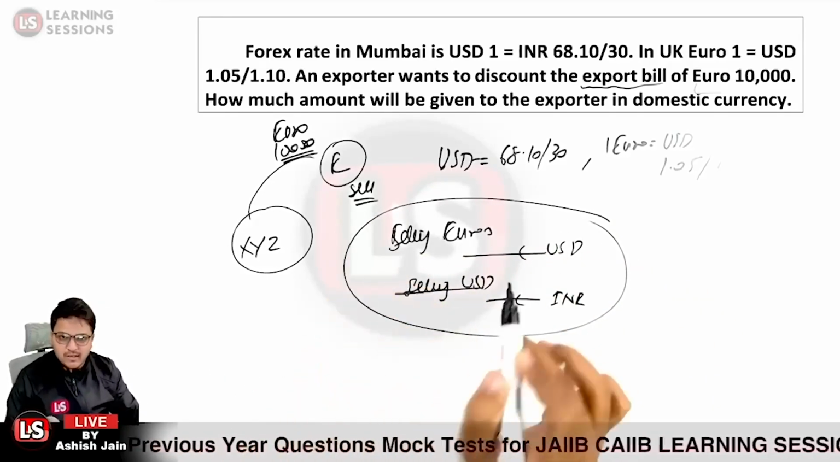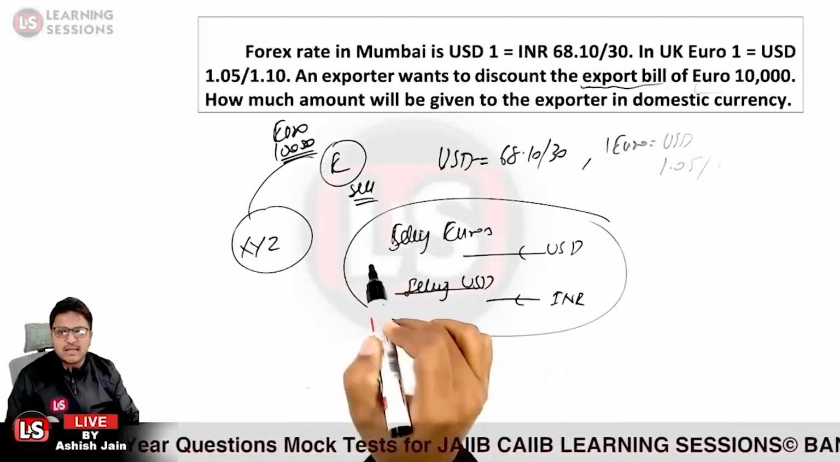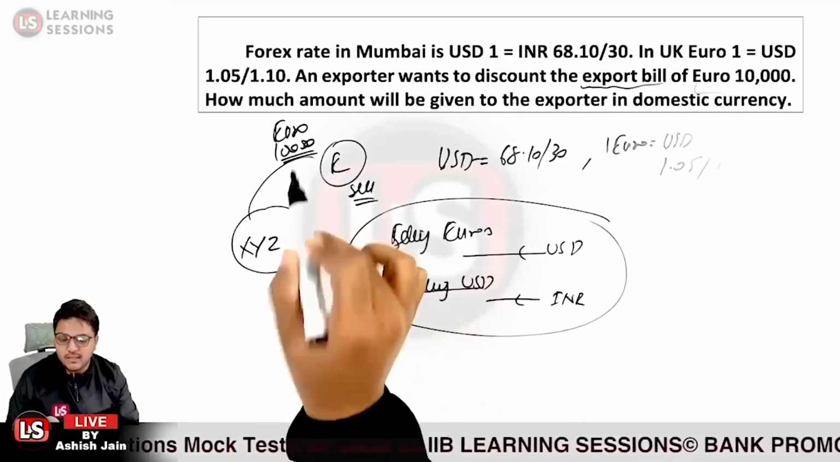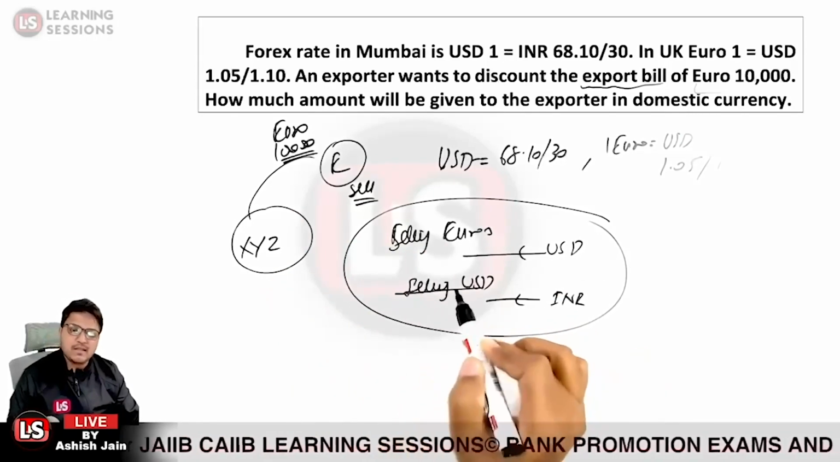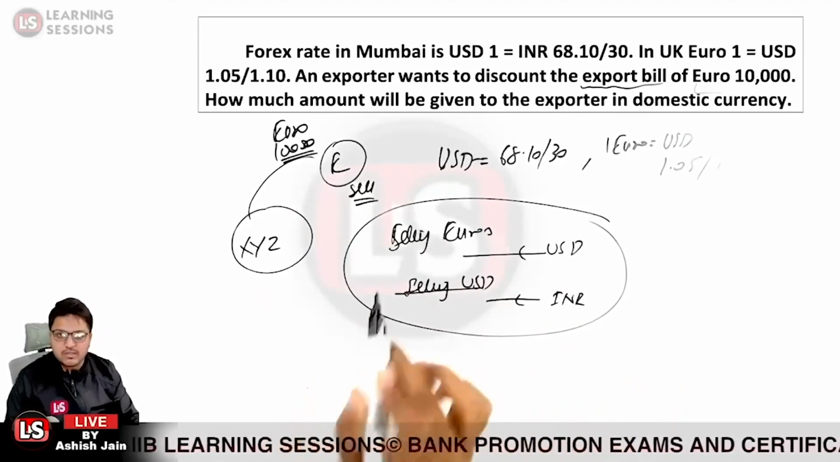Because no direct rate is available, the customer will be thinking like this: he will be selling the euros because he has a euro bill with him, and will be getting the USDs. Further, he will be selling the USDs and will be getting the INR. Okay, so that is the scenario.